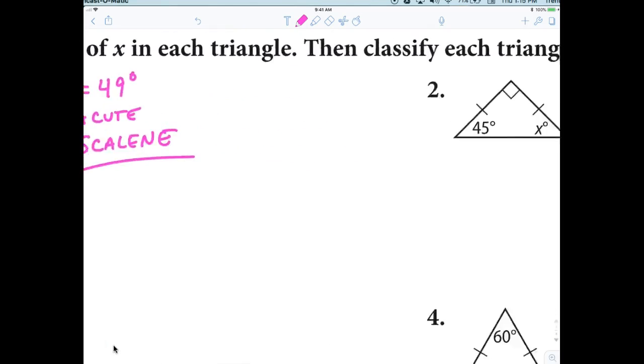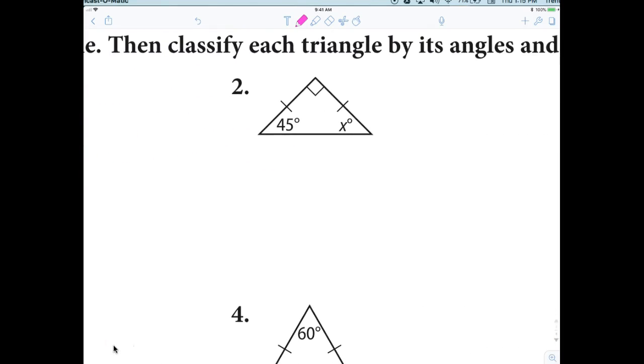Let's take a look quickly at question number 2. Obviously, x has to be 45 degrees. So everybody puts down x equals 45 degrees. Now, what type of triangle if we classify it by angle? Isn't the 90 degree angle that straight angle? Right. It's a what? Right.